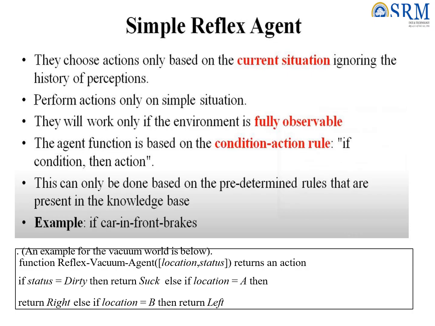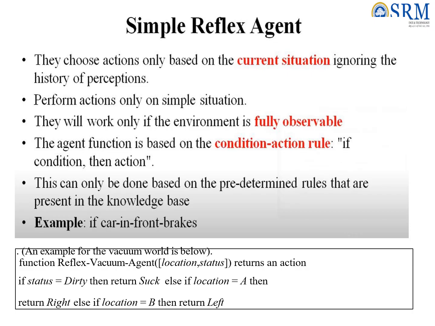Before going further, we'll look at an example based on the given algorithm, a vacuum cleaner. Function reflex vacuum agent, location, status, returns an action. The function receives a percept and returns an action.